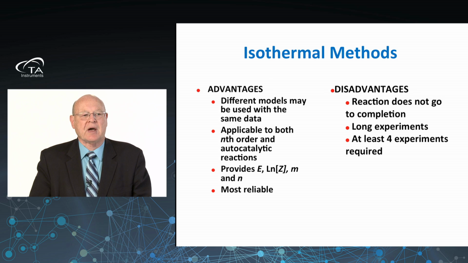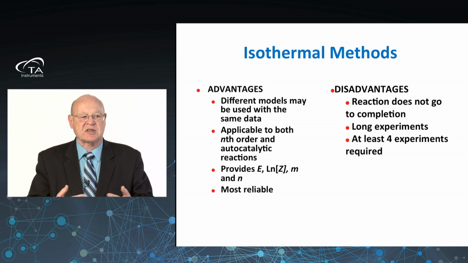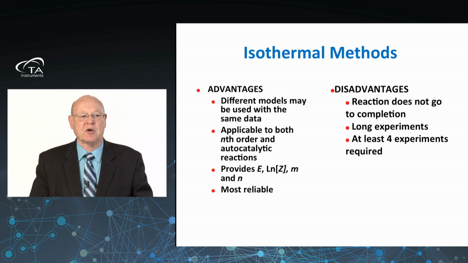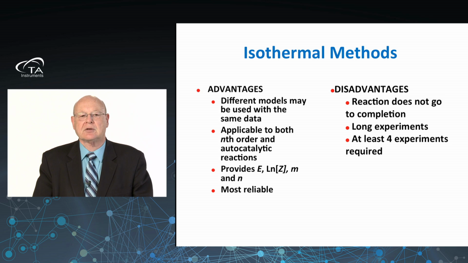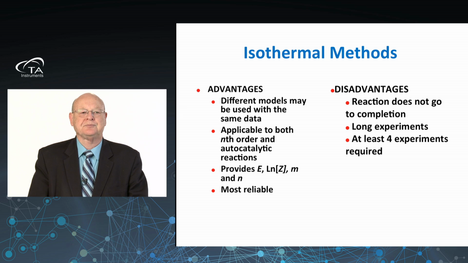Finally, there's isothermal methods. These have the advantages of being able to apply several different mathematical models to the treatment of data. They can be used to determine kinetic parameters not only on nth order reactions, but also on autocatalytic reactions. So they provide the 4 terms that we're interested in: activation energy, log pre-exponential factor, the reaction orders M and N. And isothermal methods are thought to be the most reliable of the kinetic processes.